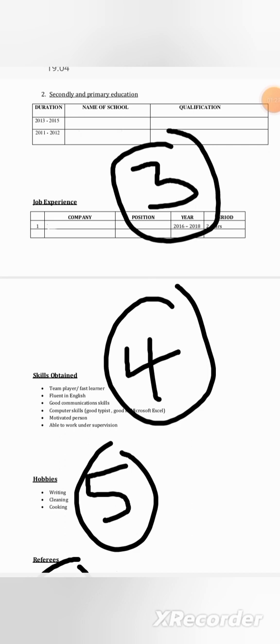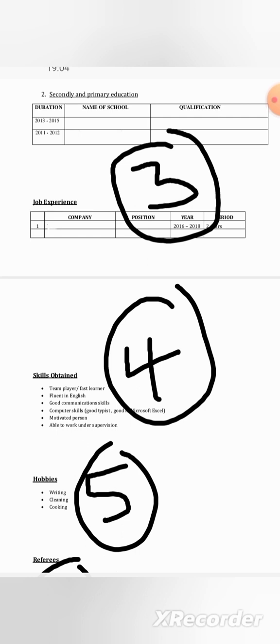Then the third part of a CV is the job experience part. That is where you write the name of the company that you've worked for, the position, the year, and the period of that experience which you have.